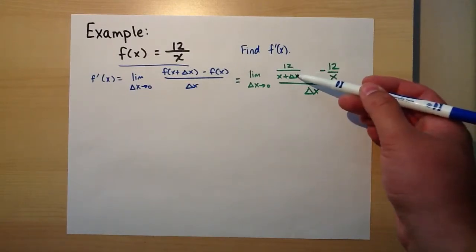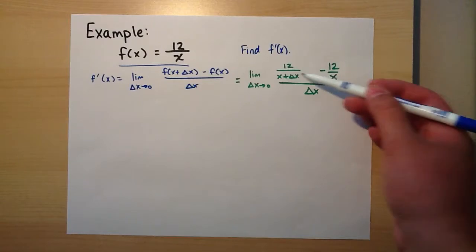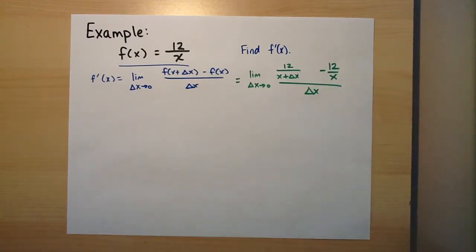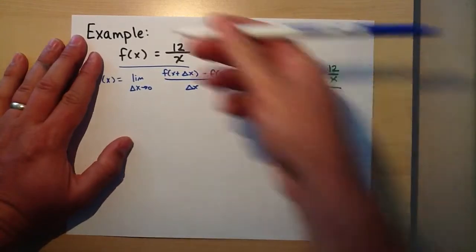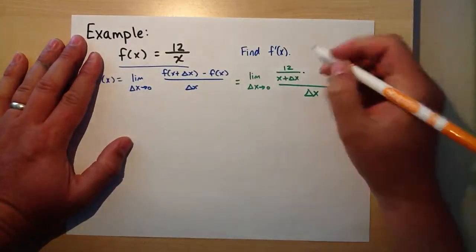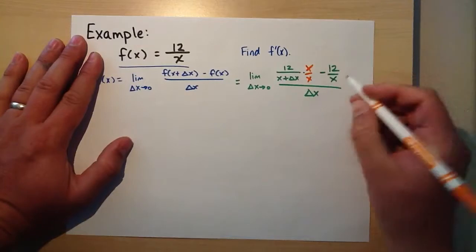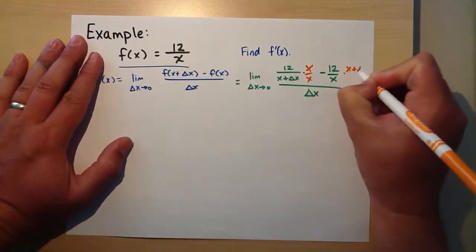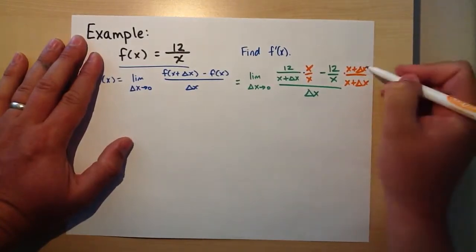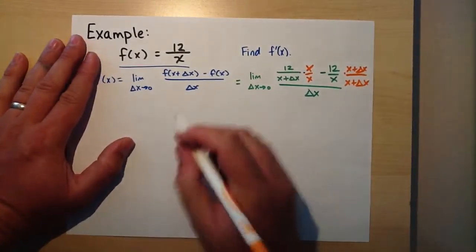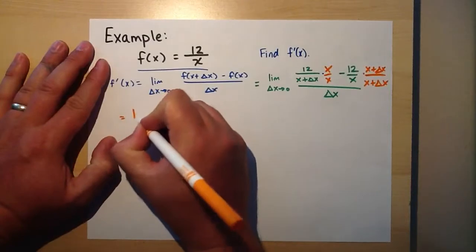Well, as you probably did when you were learning limits, you need to find yourself a common denominator here. So on the left side, on this first term, I'm going to multiply by x over x. I'll put that in orange. X divided by x. And here I'm going to multiply by x plus delta x over itself. Remember, in math, you can multiply by 1. This is 1.